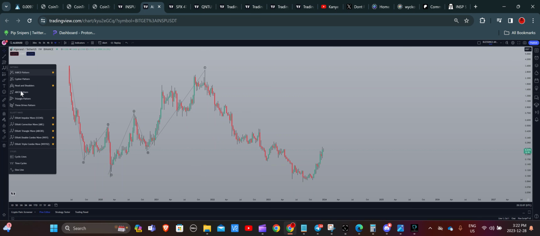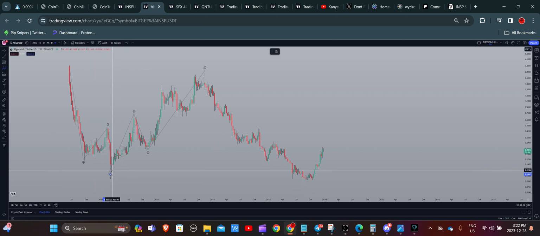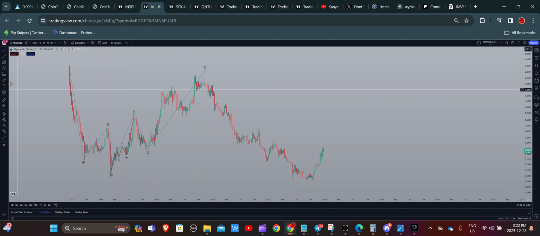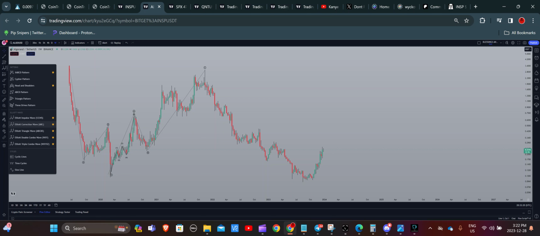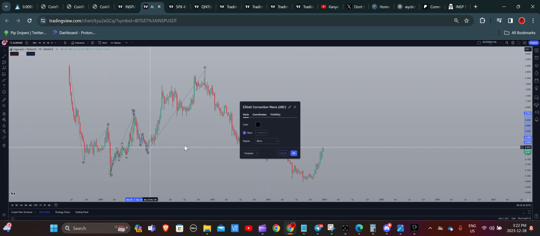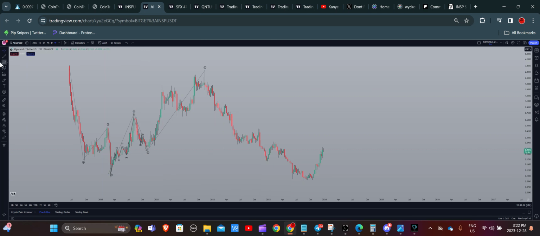And we can also plot out the subwaves as well. So this would be your wave 1, 2, 3, 4, and then your wave 5. Then you have an ABC correction. And another 5-wave move to the upside for your C wave.